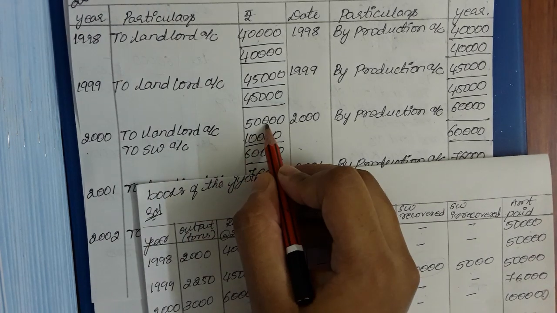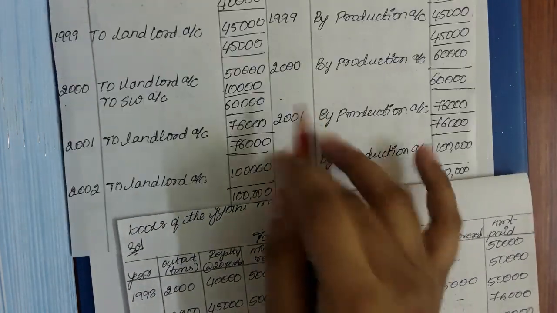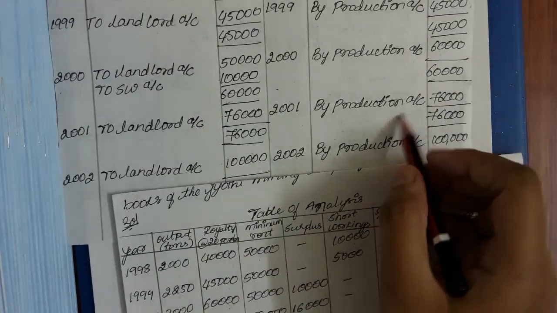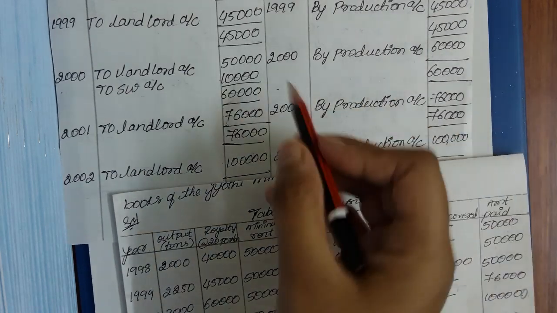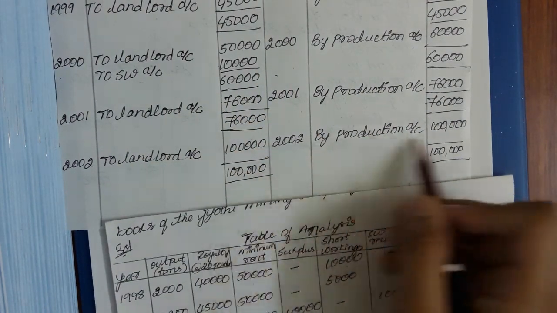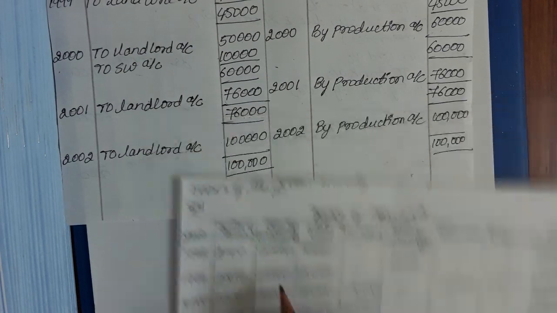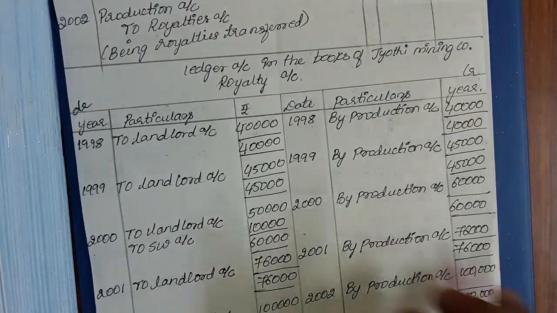To the landlord I paid 50,000, and the short workings is 10,000. In the fourth year, by production you got 76,000. There is no short workings recoverability, so the total 76,000 is paid to the landlord. In the fifth year, by production I got 1 lakh of royalty. What did you pay to the landlord? 1 lakh rupees. Okay, this is about the royalty account.